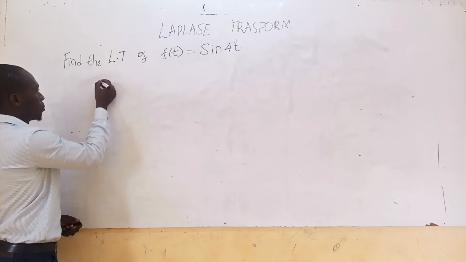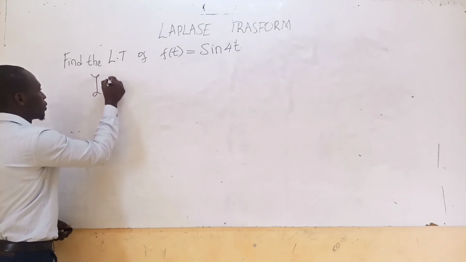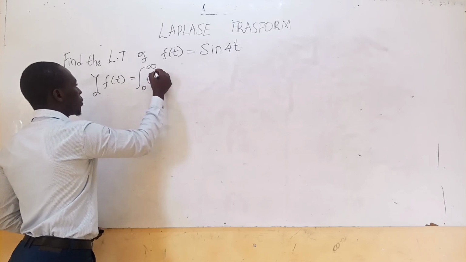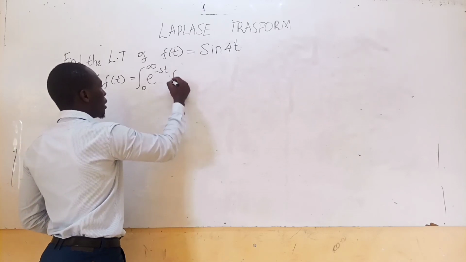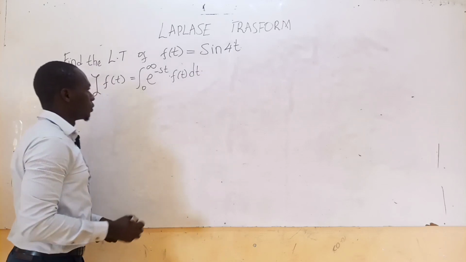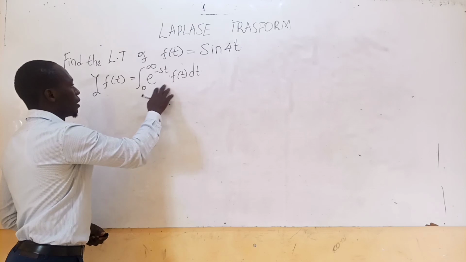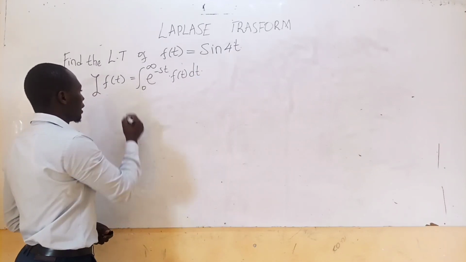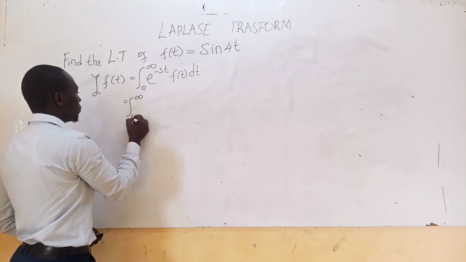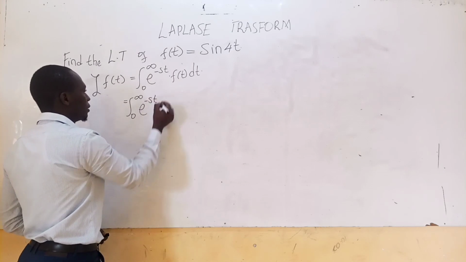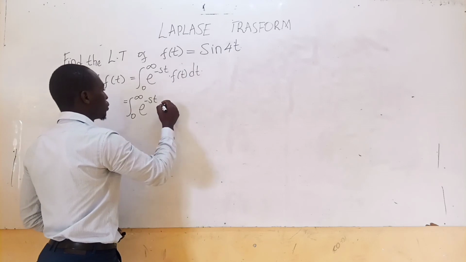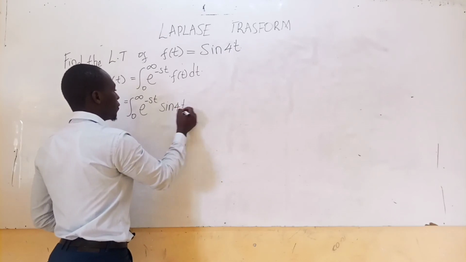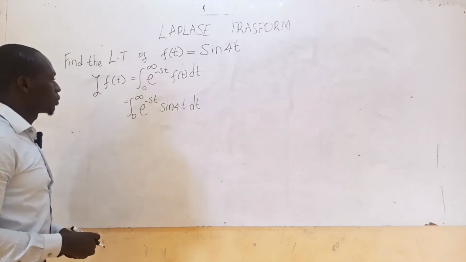We understand, using the first principle, that the Laplace transform of a function f of t is equal to the integral of exponential negative st multiplied by the function f of t, with respect to dt. From here, in our next step, wherever we have the function f of t, we are going to replace it with sin(at). By doing that, we have the integral of exponential negative st times sin(at), and our integration is with respect to dt.